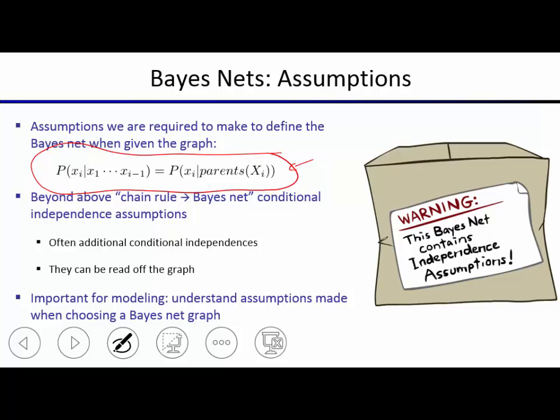Now, thanks to picking an ordering that's consistent with our graph, after we apply the chain rule, we can make this substitution here, which corresponds to a very specific conditional independence assumption. We can substitute that in, and we still have an expression for the full joint distribution. We just now made an assumption about conditional independence that's encoded here.